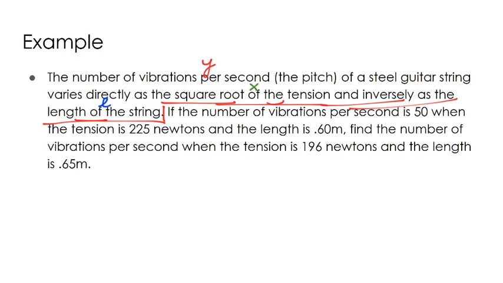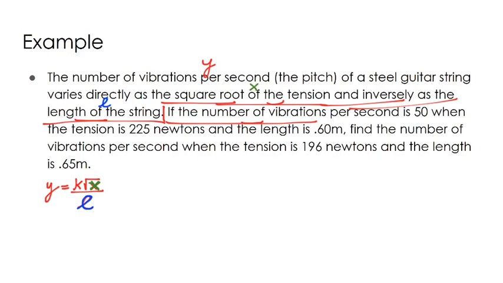So I'm just going to read through this, and I'm going to write the equation as I'm reading it. The number of vibrations per second, which is the pitch of a guitar string, is going to vary directly with the square root of the tension and inversely with the length of the string. I'm going to try to be color-coded here. We had a green X and then a blue L. Now, that part above the line helped us set up the structure of our equation.